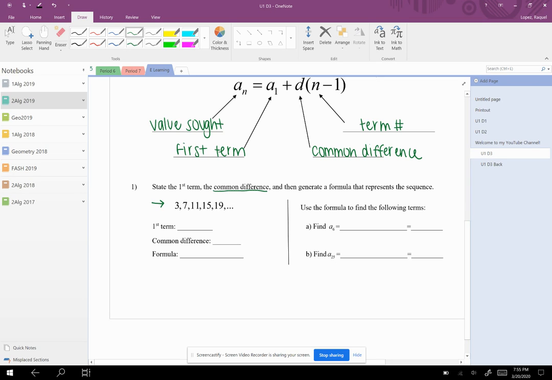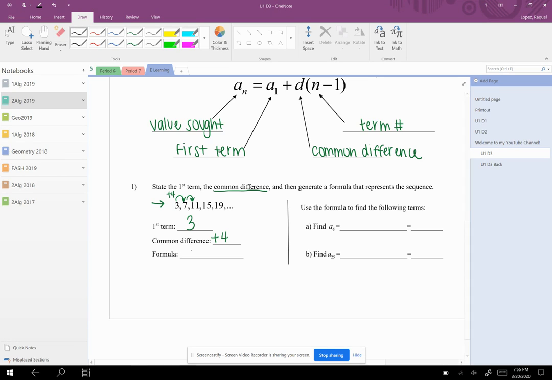Because for a geometric sequence, we've got a different word for what we're multiplying over and over again. So the first term in the sequence is going to be 3. The common difference, I'm noticing this sequence is going up by 4. So the common difference is 4.